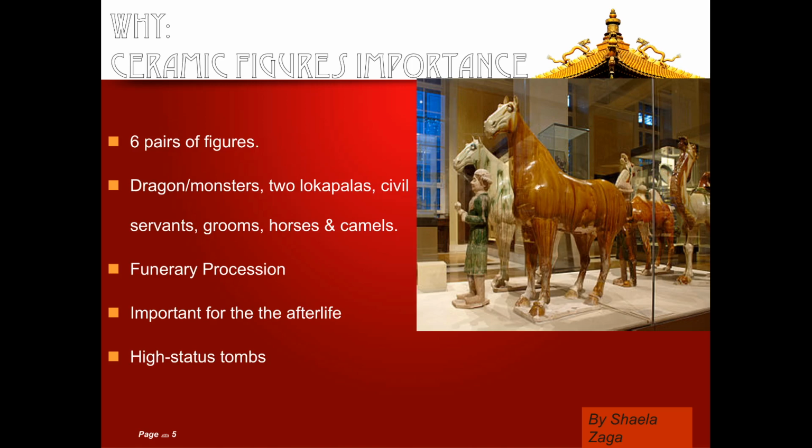And so these figures shown were only a few of his belongings, and they come in 6 pairs, and they include 2 earth spirits, 2 Lokapalas, which is Buddhist guardian figures, 2 civil servants, 2 horses, 2 camels, and 3 grooms. All these figures would have been placed at the entrance to the main burial chamber, according to the British Museum.